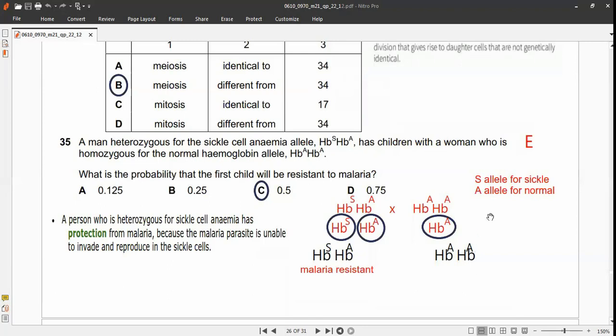Okay, S is the allele for sickle, A is the allele for normal. Here a person who is heterozygous for sickle cell anemia has protection from malaria, resistant to malaria, because the malaria parasite is unable to invade and reproduce in the sickle cell. So what is the probability here? Yes, half, 0.5.